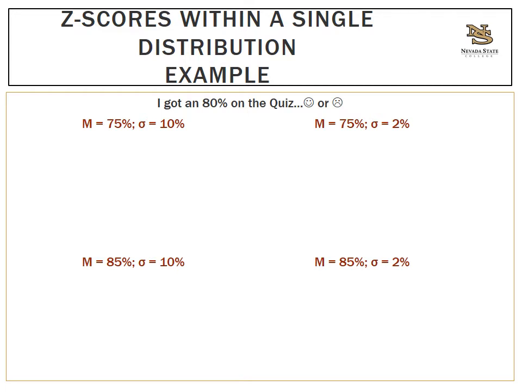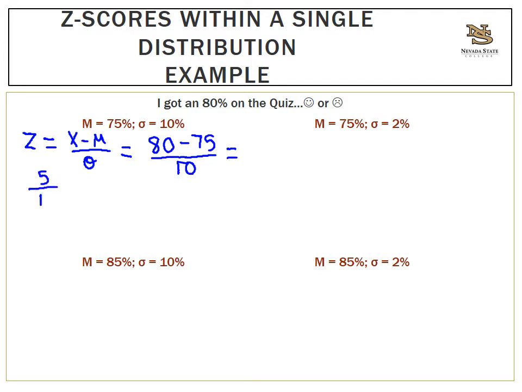So in this case, let's do our z-score to see how good we feel. So z equals x minus the mean divided by the standard deviation. In this case, if the standard deviation was 10, mean was 75, so you got an 80 minus 75 divided by 10 equals 5 divided by 10 equals 0.5, and that's your z-score.